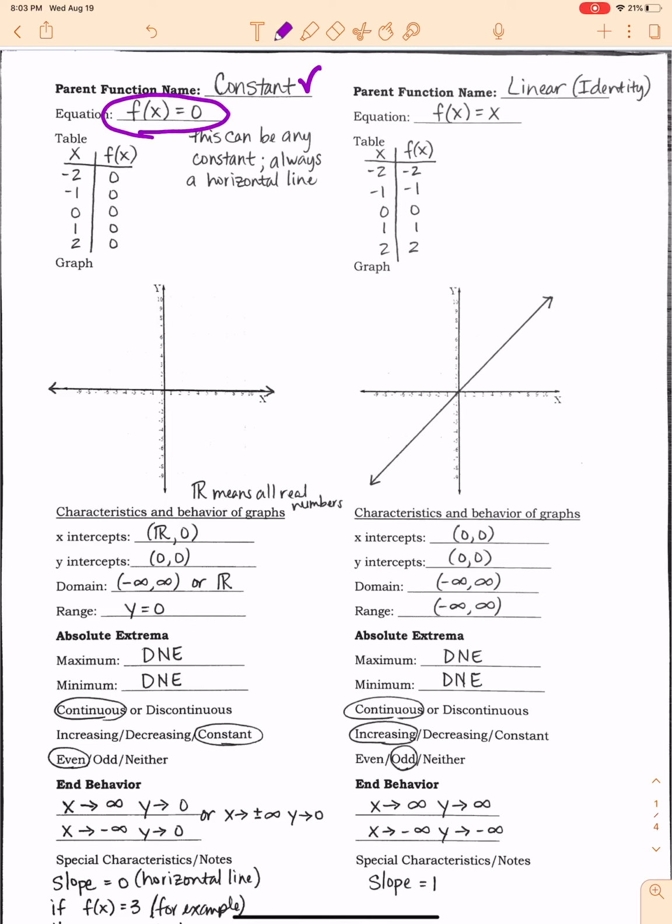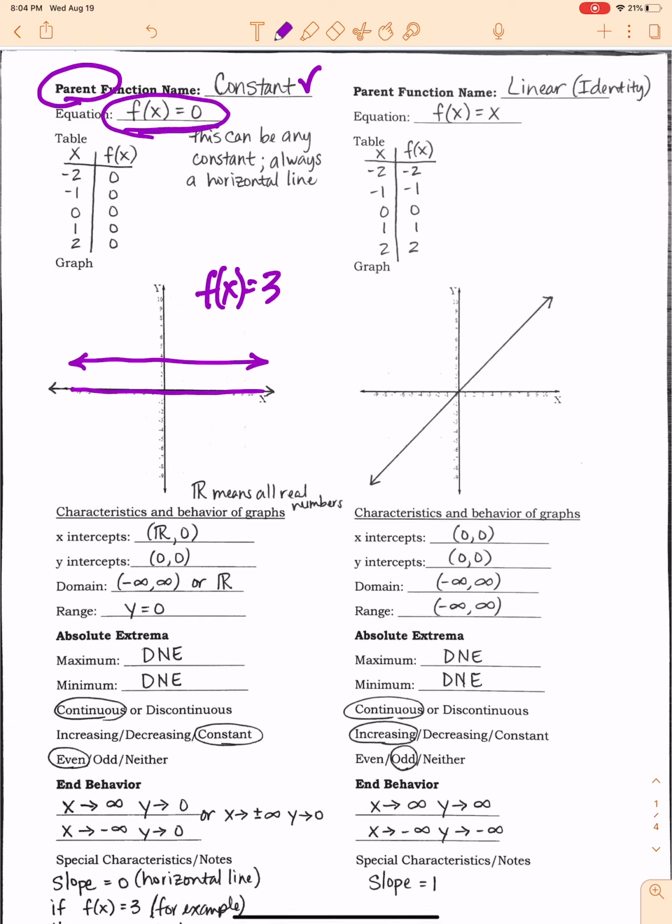f of x equals 0, and that would just go right through here. This is the parent, but if we were to transform this and change it in some way, let's say I wanted to know what f of x equals 3 was. Well, we would just go up here to 3, and that would be f of x equals 3. But the parent is f of x equals 0.